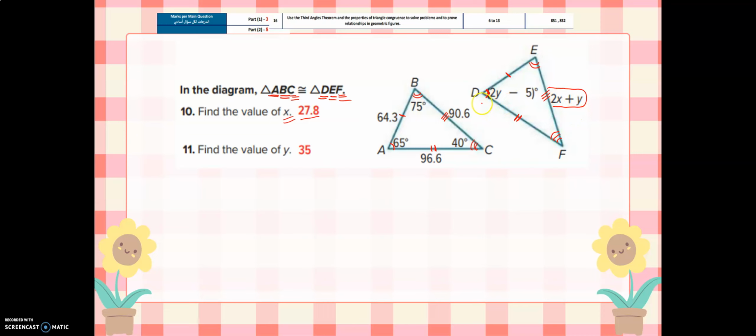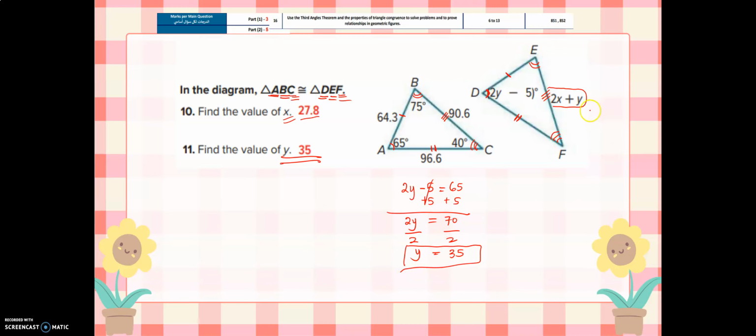So if D corresponds to A, it means that 2y minus 5 is equal to 65 degrees. Okay, so by addition property, I'm going to add both sides by 5. I have here 2y, this becomes 0, and this becomes 70. So by division property of equality, we'll have here y is equal to 35. So that's why our y here is 35 degrees.